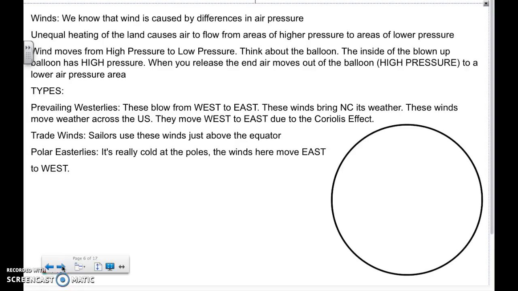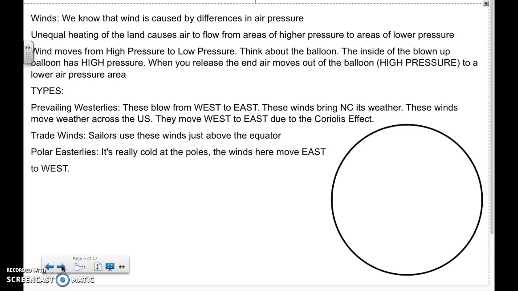Okay, we're back. And let's talk about what we know. Winds. Using our notes, we know that wind is caused by differences in air pressure. We talked about this in the classroom when we had a balloon. And we blew the balloon up, and we said on the inside of the balloon is very high pressure. On the outside of the balloon is low pressure. And we all know that if you let the end of the balloon go, the air is going to come out of the balloon, moving from that high pressure area to that low pressure area. And that's something that we need to think about with winds.